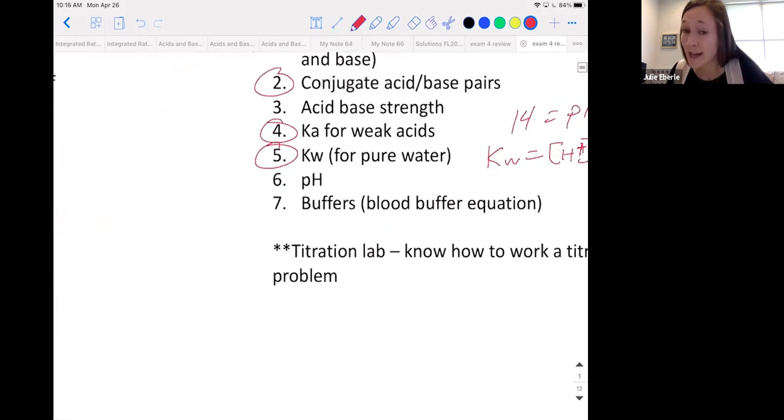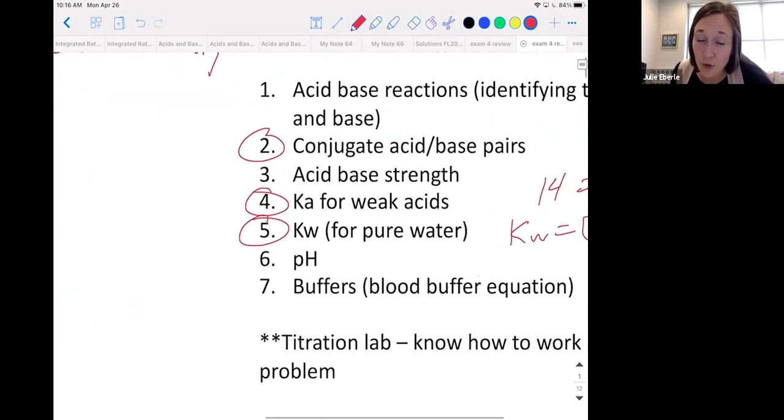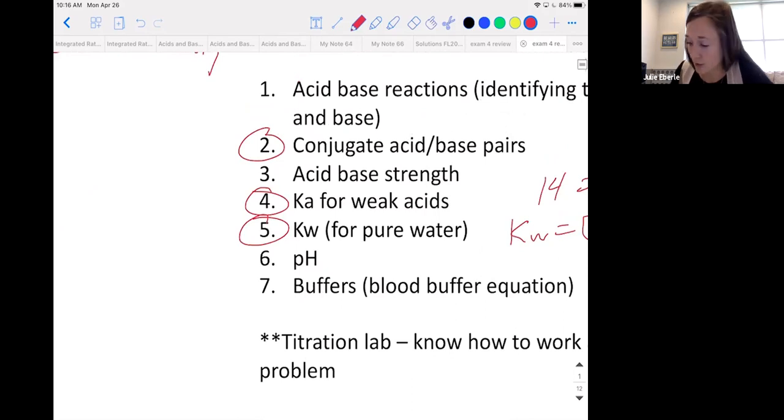pH though, okay, if you're not dealing with a buffer, like you're just dealing with a solution that has an acid in it or a base or whatever, equals the negative log of the concentration of H plus.